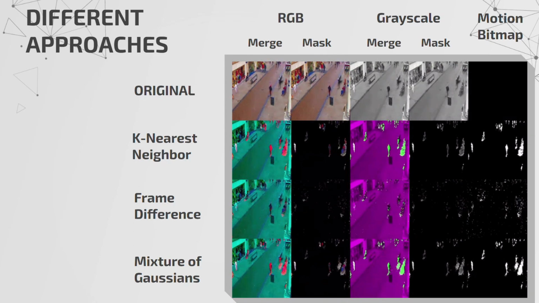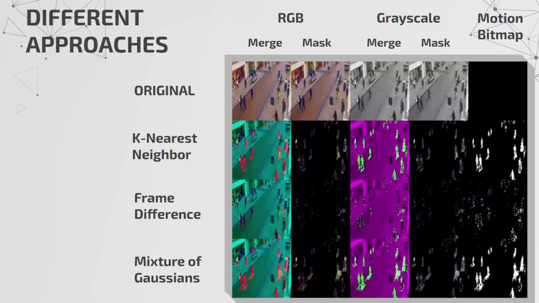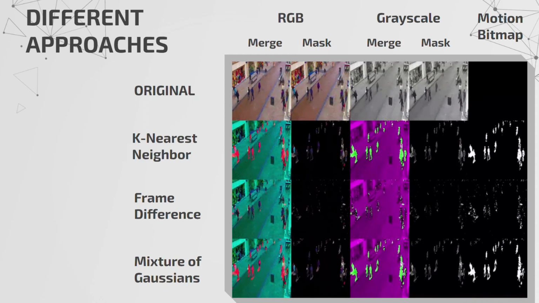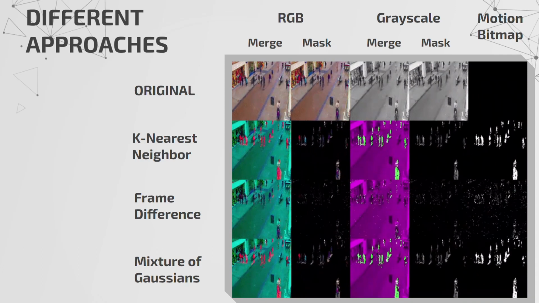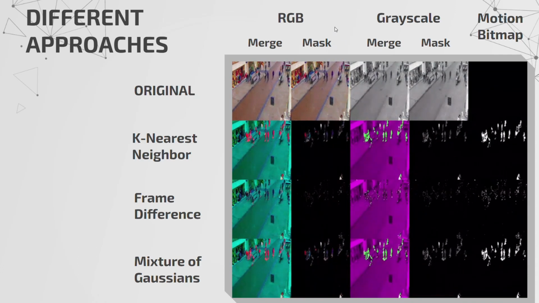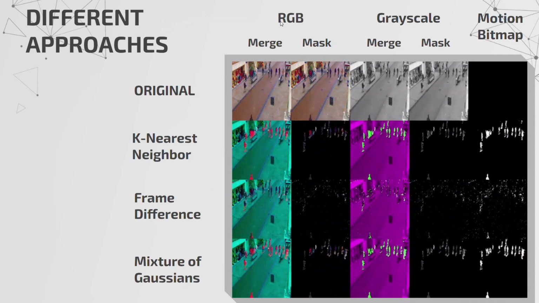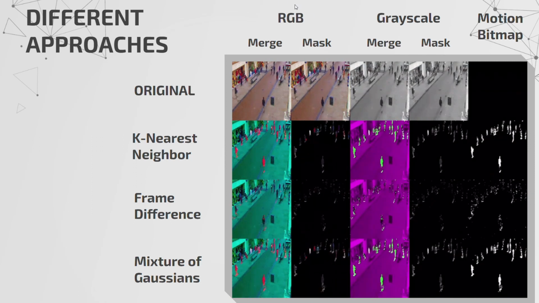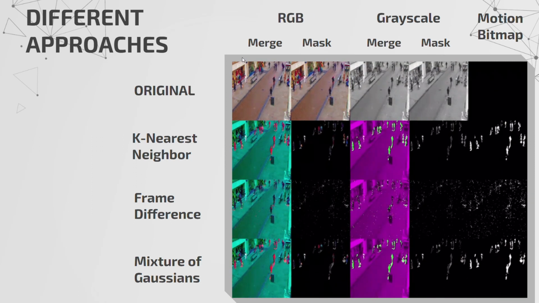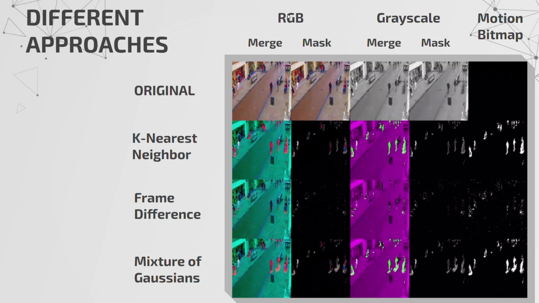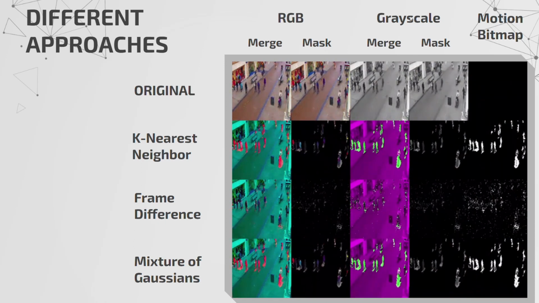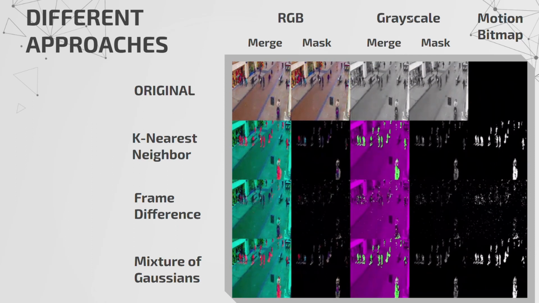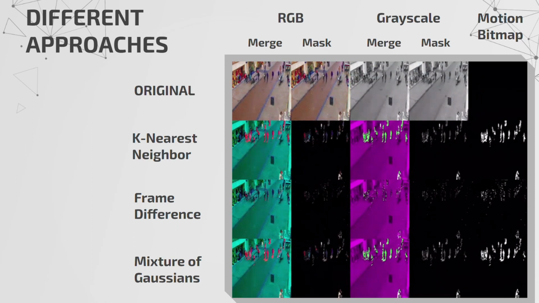We start by analyzing the original image where the sensor is acting. We can have mainly three main outputs. We have sensors giving an RGB output, so three different channels for red, green and blue. We can have sensors with a single channel output, so a grayscale image. And then we can have sensors with no image output, which only output the motion bitmap.